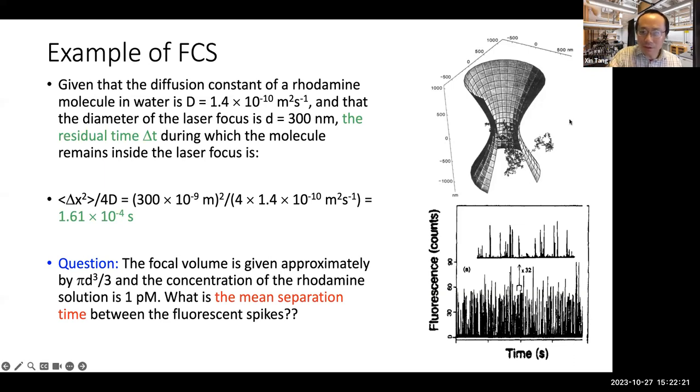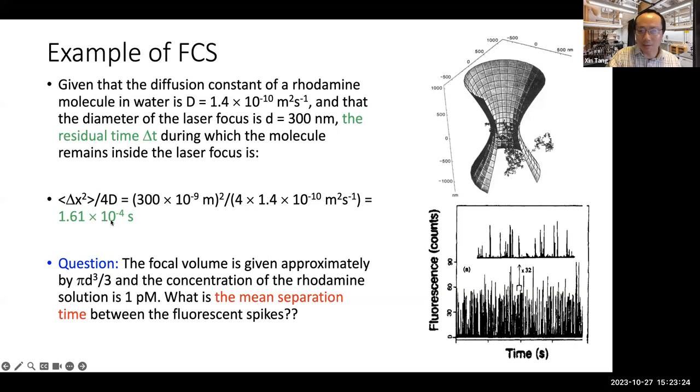Throughout the process, when you have only one molecule getting in, based on the parameters of the light cone and the diffusion coefficient of that specific molecule, we can use that for the calibration. Then we know the diffusion equation, right? We know the diffusion distance, the travel distance, and we can calculate the time within which this single molecule is in the light cone. Here, for this example, it is a rhodamine molecule. Then we can calculate the time: it is a fraction of a millisecond, 10 to the minus 4 second. Millisecond is 10 to the minus 3, so it's about one tenth of a millisecond.